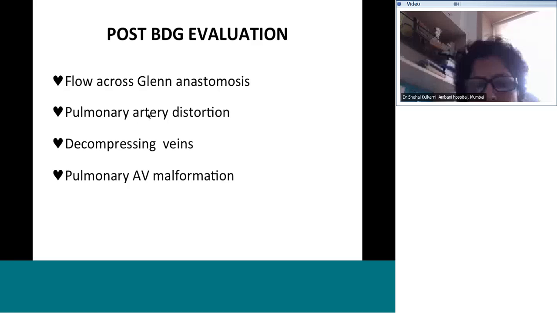The treatment of pulmonary AV malformation is that you have to complete a Fontan. Second thing, if you have a decompressing vein because of the high pulmonary artery pressures, it can be due to pulmonary artery distortion. We need to correct that. Or you may have increased pulmonary vascular resistance because you may have had obstructed pulmonary venous return repair, or you may have done the pulmonary artery band at a later stage and your PVRI is still on the higher side. So you have to work on reducing the pulmonary vascular resistance aggressively by medications. So look for all those things when we see a post-Glenn evaluation.